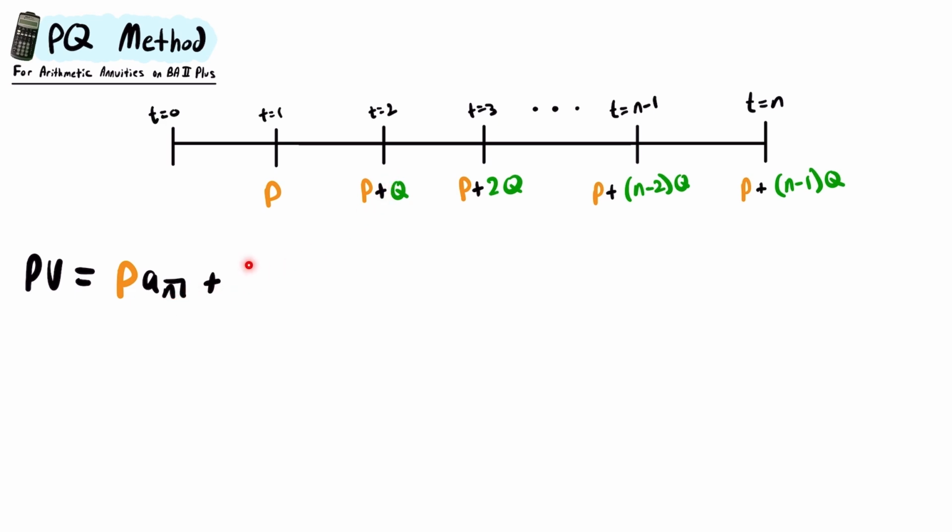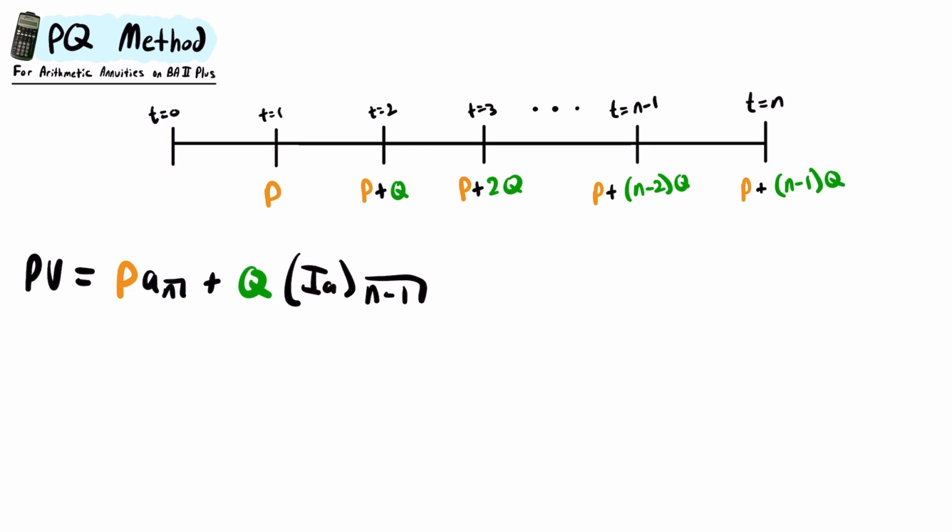If there are n payments of P, then there would have to be n minus 1 payments of Q, because there are no Qs at time 1, right? Q starts at time 2, goes to time 3, all the way to time n. So we would have Q times (IA) n minus 1 at the interest rate. There are n minus 1 payments for that arithmetic increasing annuity with an initial payment of Q, and every payment increases by Q.